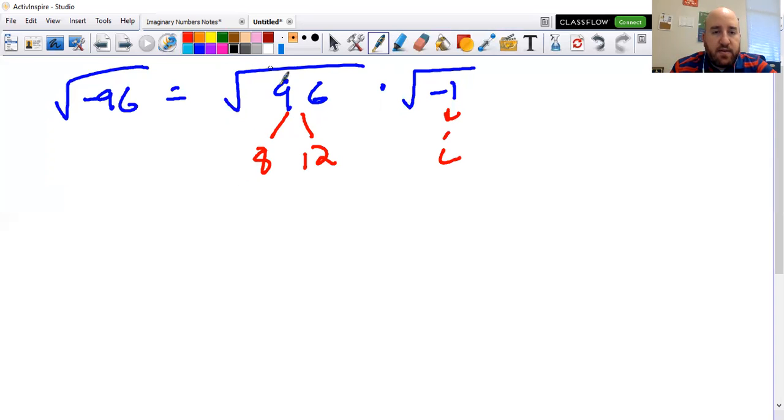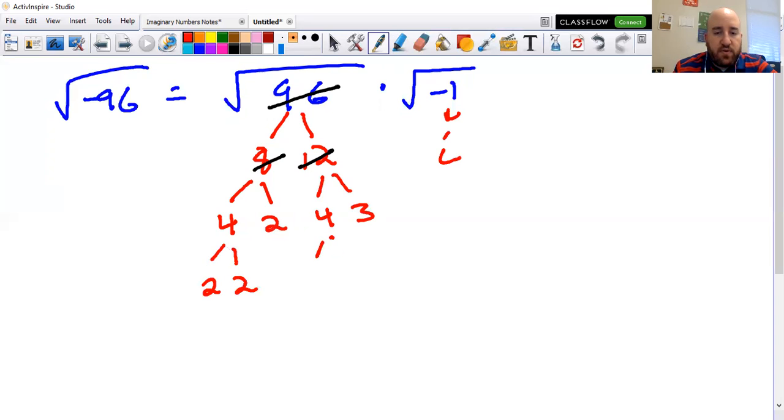So now you got to say, let's cross out the 96. Can I factor both of those? Yes, I can. 8 is going to go to 4 and 2. 12 is going to go to 4 and 3. Cross out 8, cross out 12. So now we're looking here. I know 2 can't be factored, 3 can't be factored, but both of these 4s can be broken down into 2 times 2. So now I have completely factored the square root of 96.